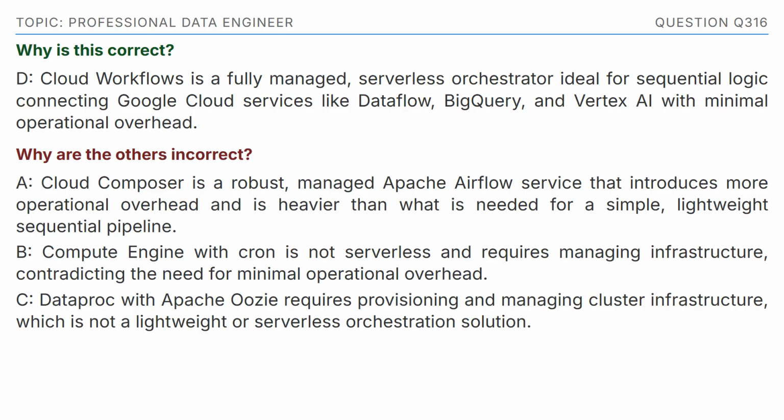Why are the others incorrect? A. Cloud Composer is a robust, managed Apache Airflow service that introduces more operational overhead and is heavier than what is needed for a simple, lightweight sequential pipeline. B. Compute Engine with cron is not serverless and requires managing infrastructure, contradicting the need for minimal operational overhead. C. Dataproc with Apache Oozie requires provisioning and managing cluster infrastructure, which is not a lightweight or serverless orchestration solution.